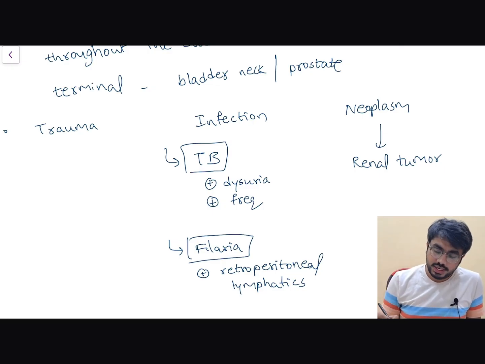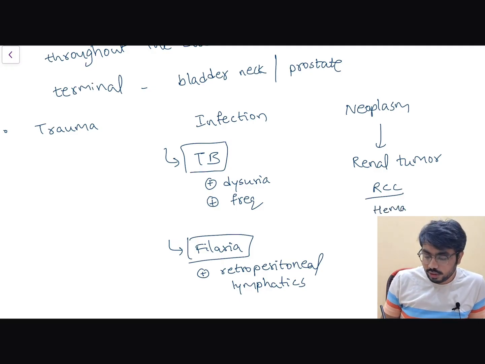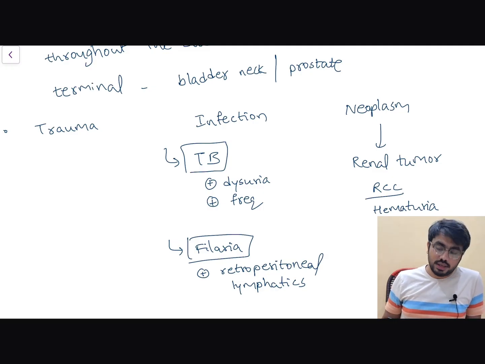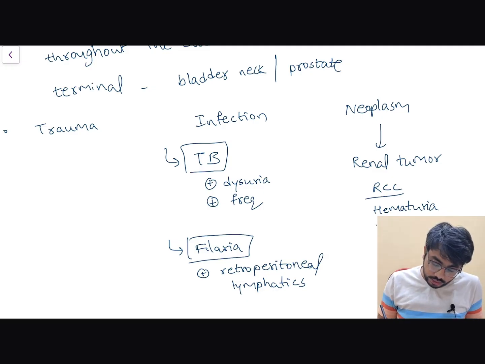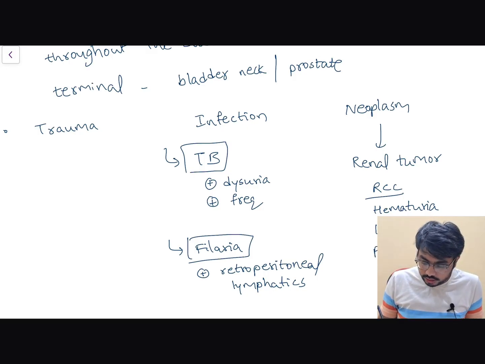Now coming to renal tumor, neoplasm. Under neoplasm I have written renal tumor. Can anybody tell me the features of RCC? There is a triad in renal cell cancer. Obviously, one part has to be hematuria. What are the other two things? There should be pain. Loin pain has to be there, and there should be a mass, a palpable loin mass.